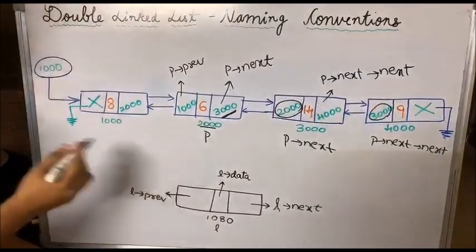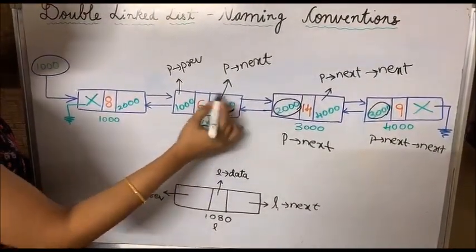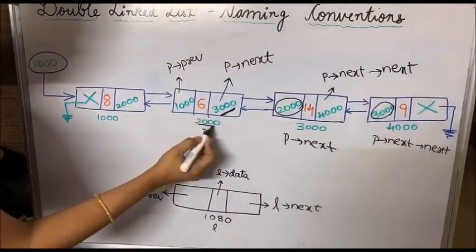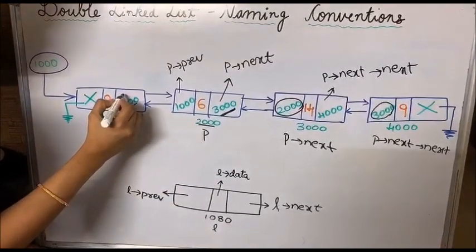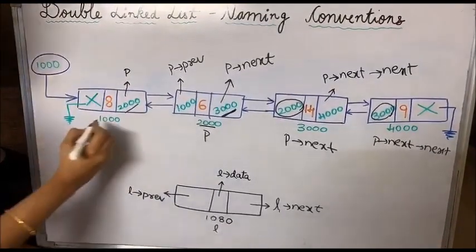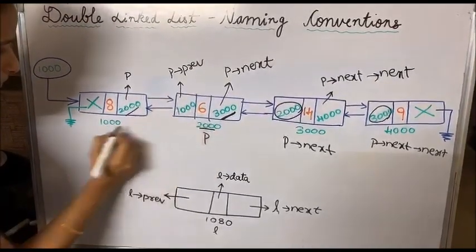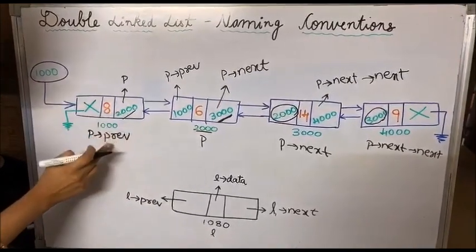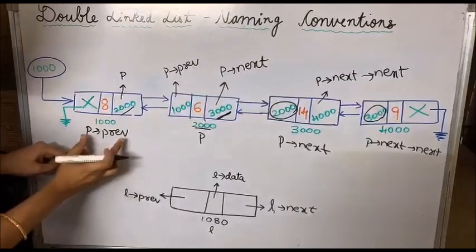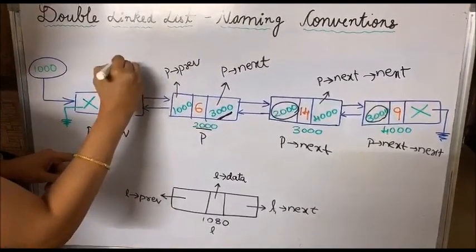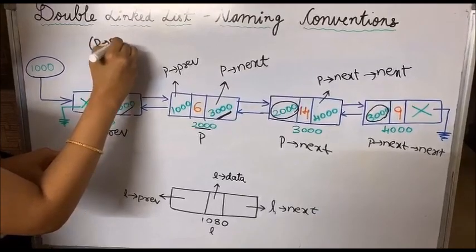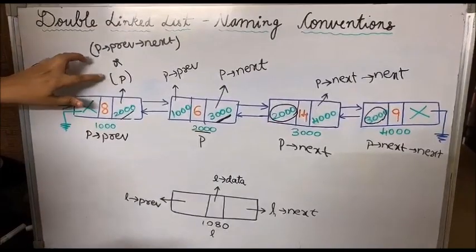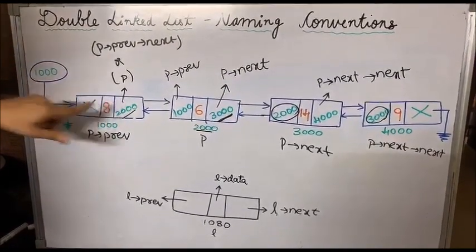So in the same way, we need to find out the names of each and every field while we are performing operations on double linked list. Now 2000 name is P, so this can be either P or, what is the name of this 1000? P previous. So 2000 can be P or P previous next. In this way, we can refer with any name to these fields in the linked list.